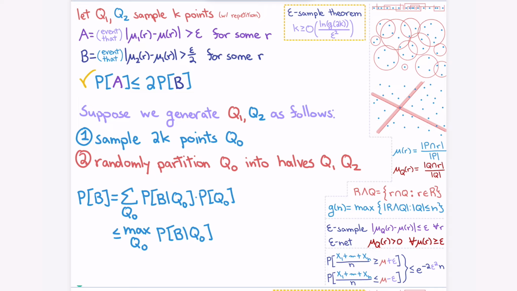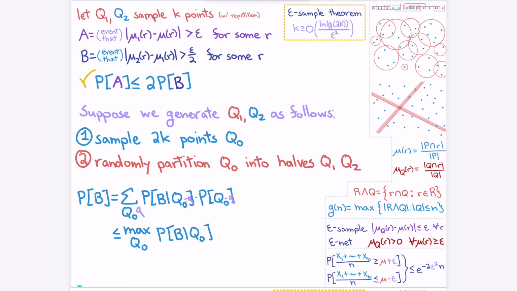Do you mean the probability over different partitions? Yeah. So maybe I should have written this more formally as little q or something, the probability given that it's equal to a particular partition. So conditional on the particular initial set Q.